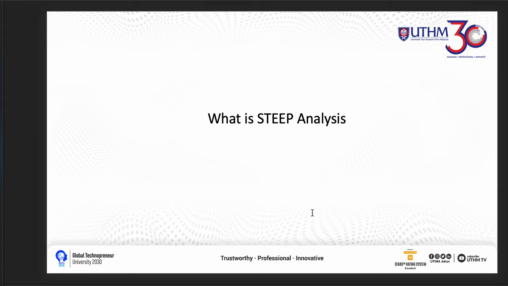Okay, now let's move to the STEEP analysis. So what is STEEP? STEEP is an acronym for social, technological, economic, environmental and political. So what's the difference between STEEP and NABC? NABC analysis focus on the strength of the product or invention. As for the STEEP analysis, the external factors that I mentioned just now, STEEP, will be studied and relates to the product invention in order to plan an action to be taken. So the objective is to minimize the risk of failure.